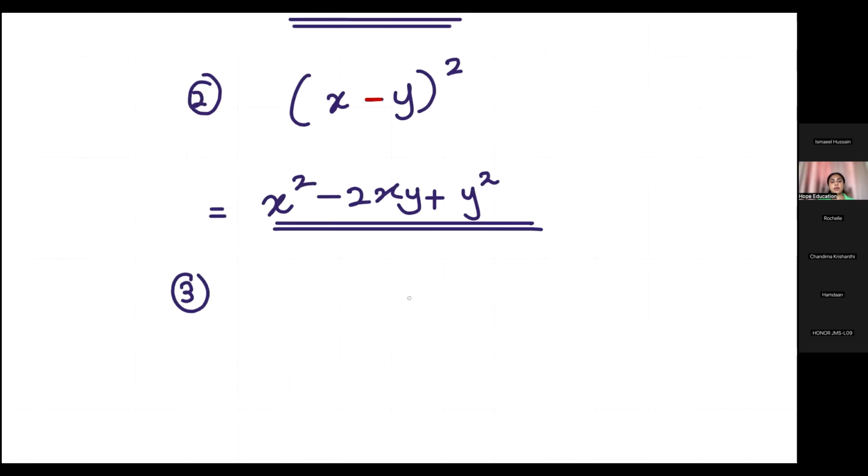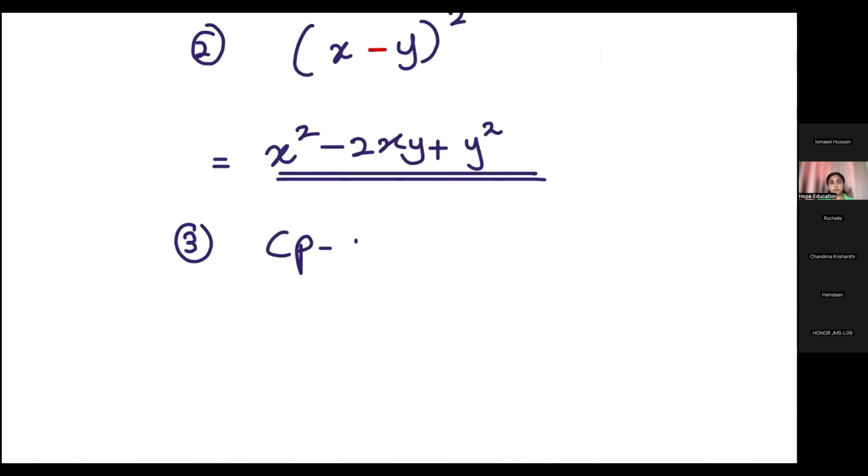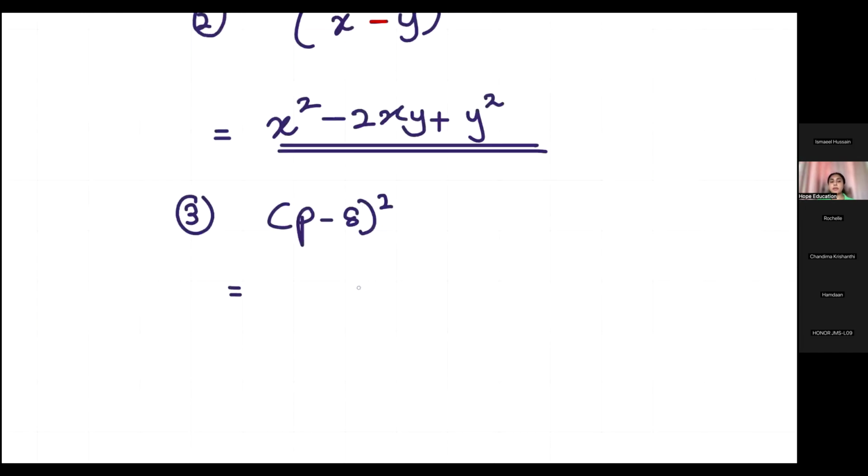Let's say p minus 8 squared. First, the square of the first term. First term is p. P squared. Then first term multiplied by second term, multiplied by 2. P times 8 is 8p. 8p multiplied by 2 is 16p. Plus times minus is minus. Minus times plus is minus. Then the square of the second term. Second term is minus 8. So 8 times 8 is 64. Minus times minus is plus. Is that clear to you, Lamai? Thumbs up.